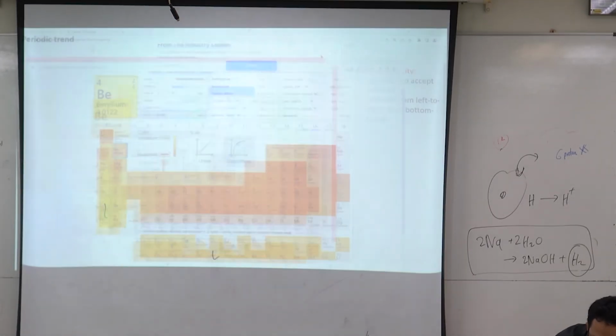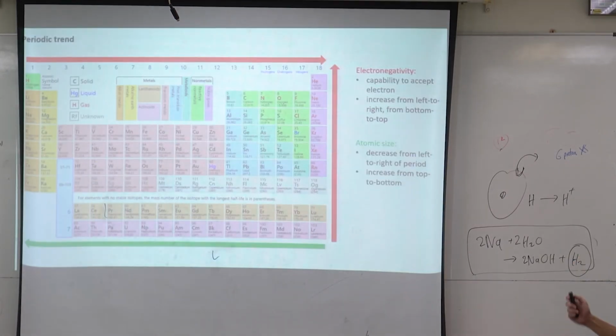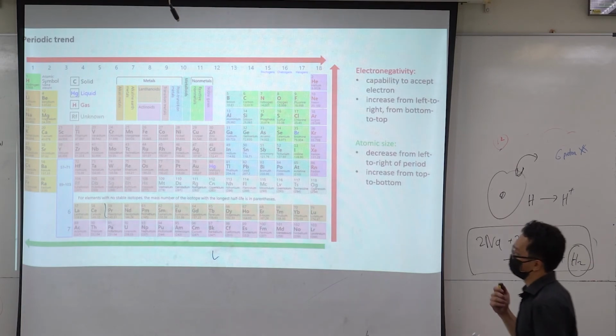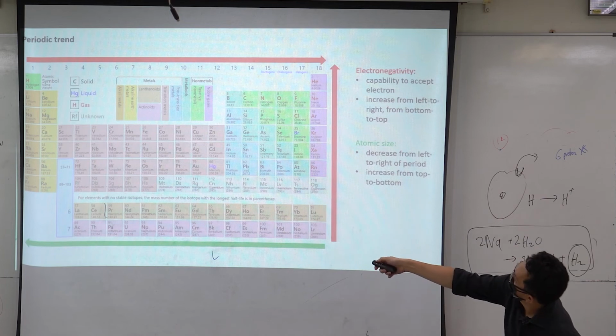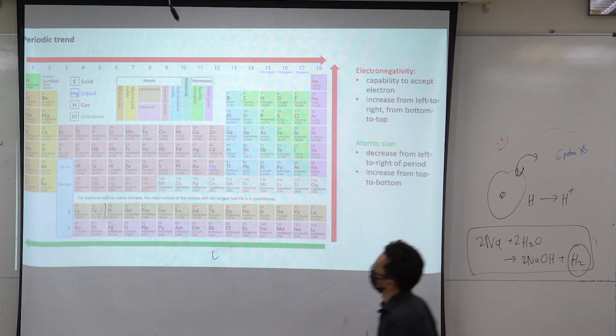So this is electronegativity. And another trend is atomic size. We learned before what we call the atomic size. Actually, there is something here because you see here.